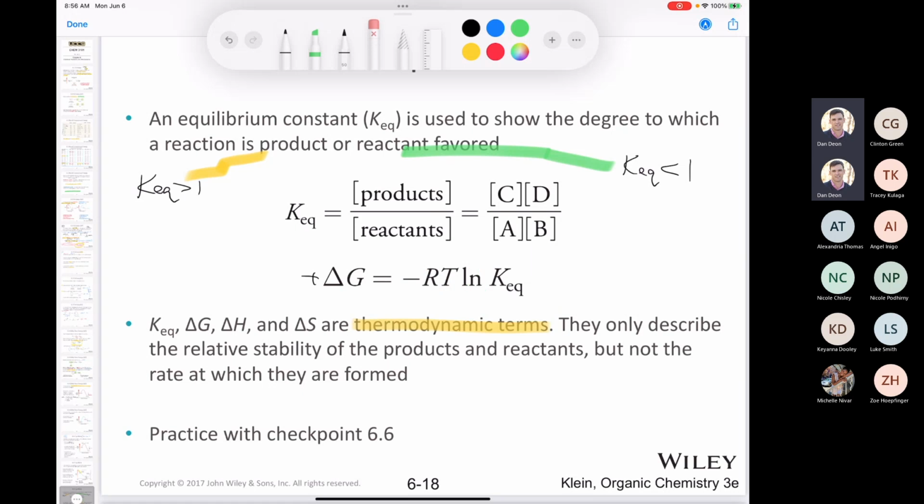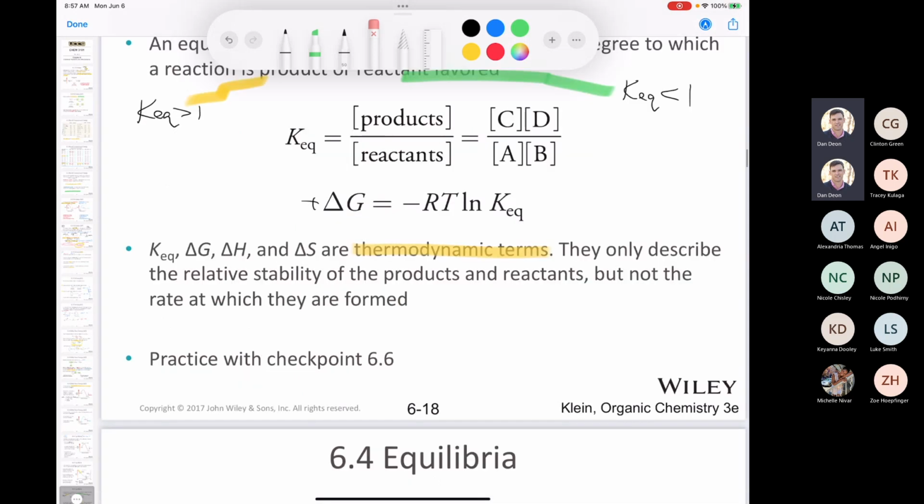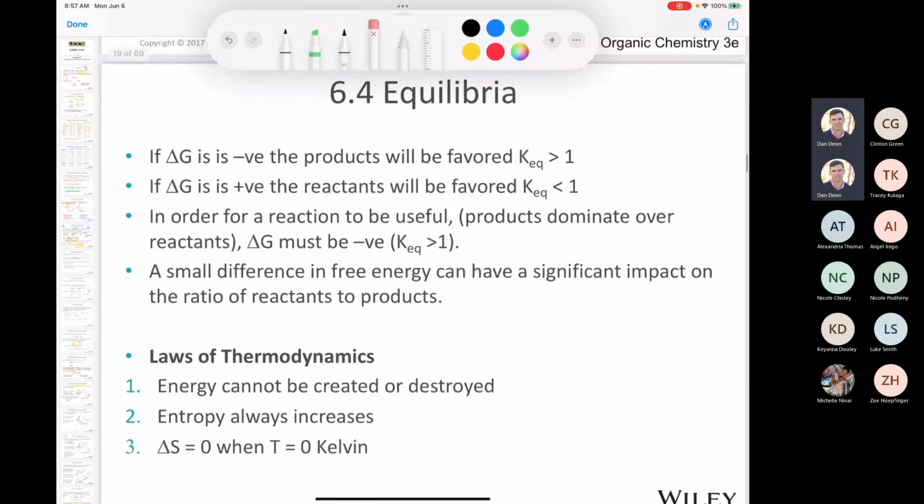The way the book describes this is he says, well, an explosion is a spontaneous reaction. It happens really quickly. But diamonds being converted into graphite is also a spontaneous reaction. However, it is extremely slow. And so again, what we're talking about here is whether the reaction will be spontaneous or not. And we're going to get into reaction rate in just a moment.